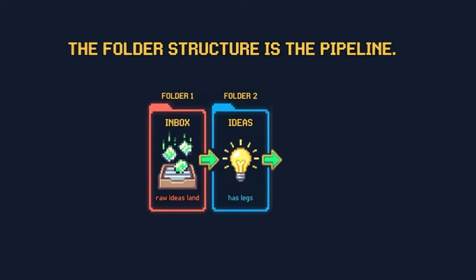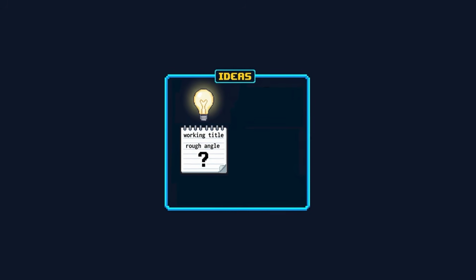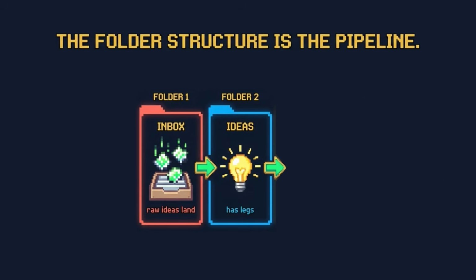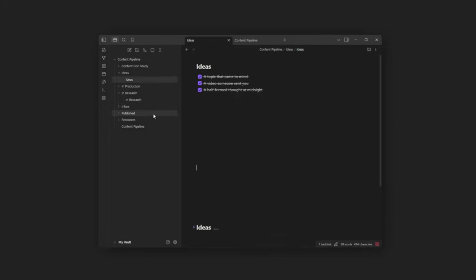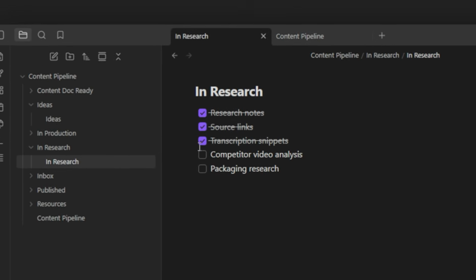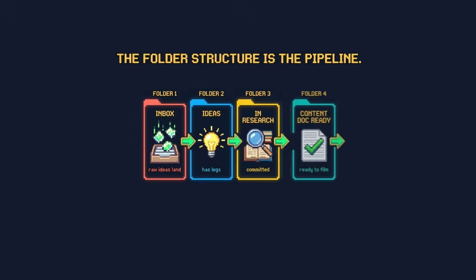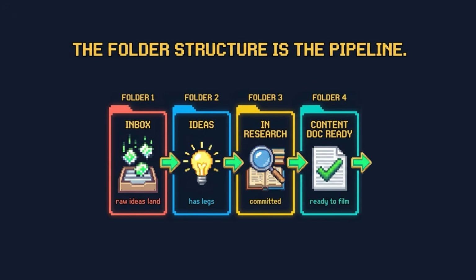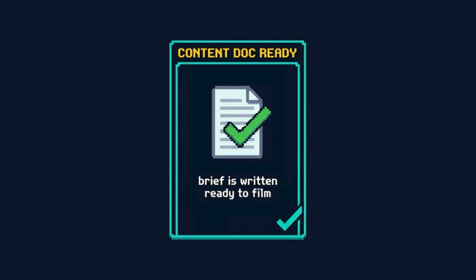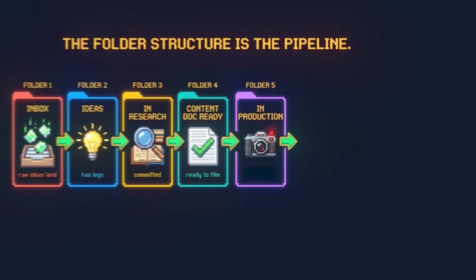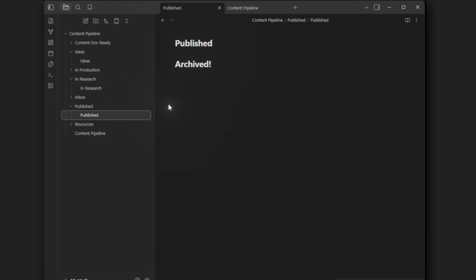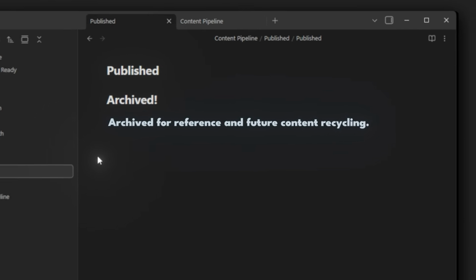Ideas, developed concepts with a working title and a rough angle, worth developing but not yet in active research. In research, ideas you've committed to. This is where research notes, source links, transcription snippets, and competitor analysis live. Content doc ready. The idea has been fully researched, and the content brief is written, ready to move to filming. In production, currently being filmed or edited. Published, done, archived for reference, and future content recycling.